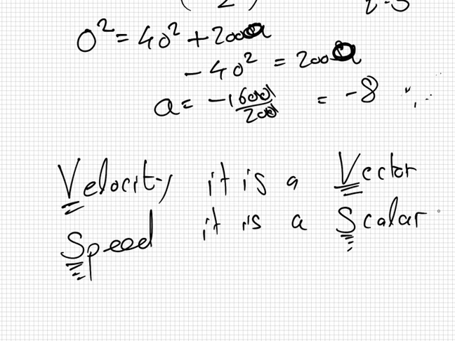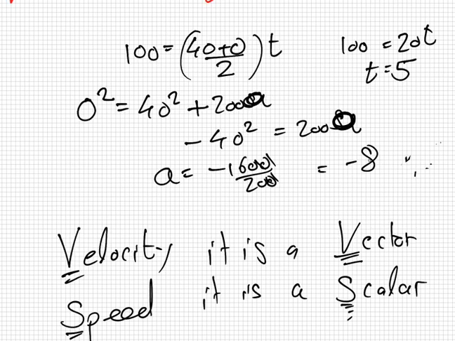A equals minus 1,600 over 200. Where? Here, yeah? It was minus 1,600 over 200. Okay.